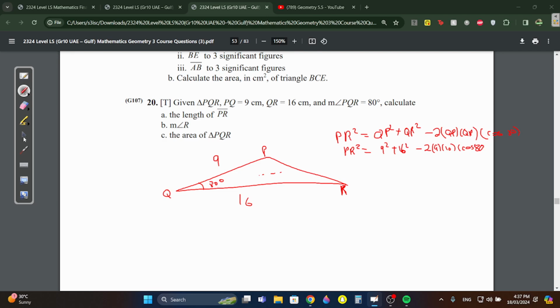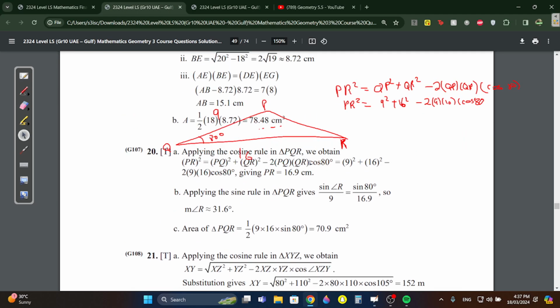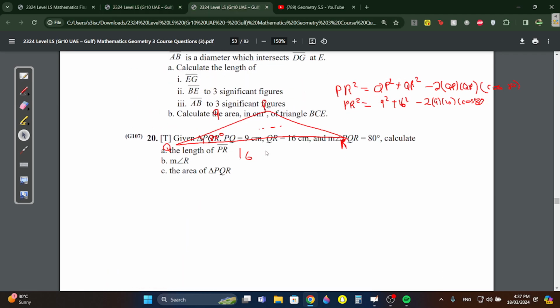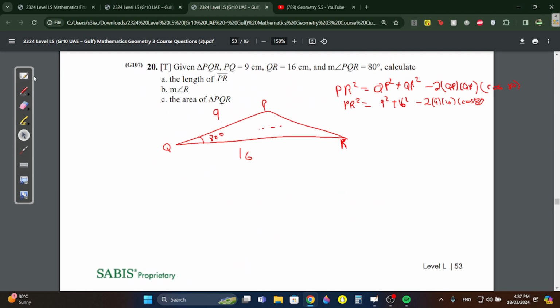Put this in a calculator. Yeah, you get 16.9 centimeters. They didn't say to how many significant figures. So PR over here is 16.9.